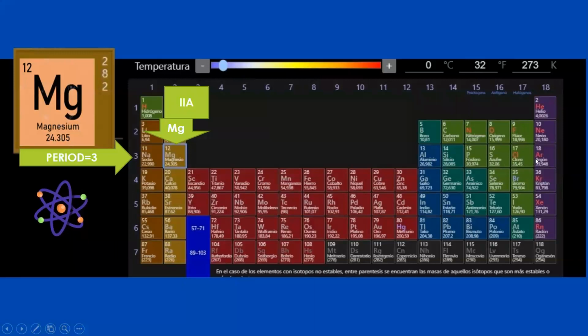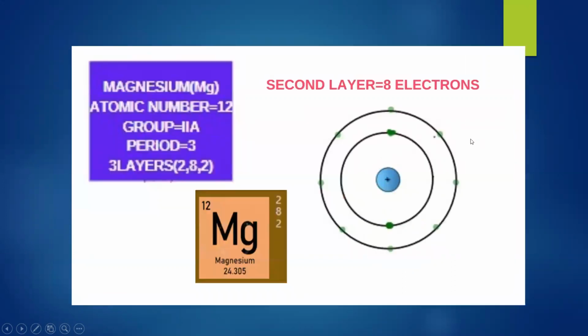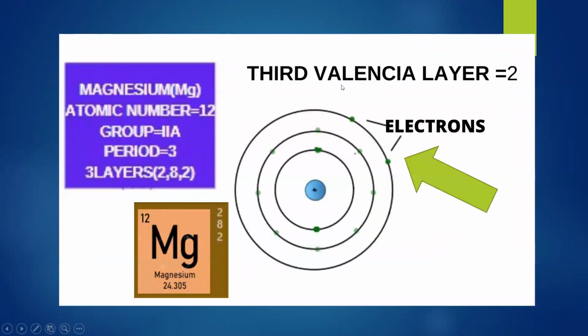Magnesium. Magnesium, Mg, atomic number 12, group 2A, period 3, 3 layers. First shell, 2 electrons. Second layer, 8 electrons. Third valence layer, 2 electrons.